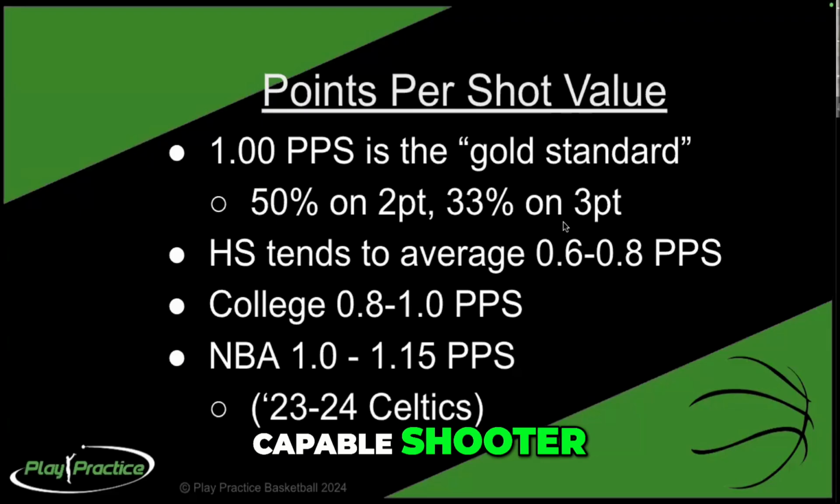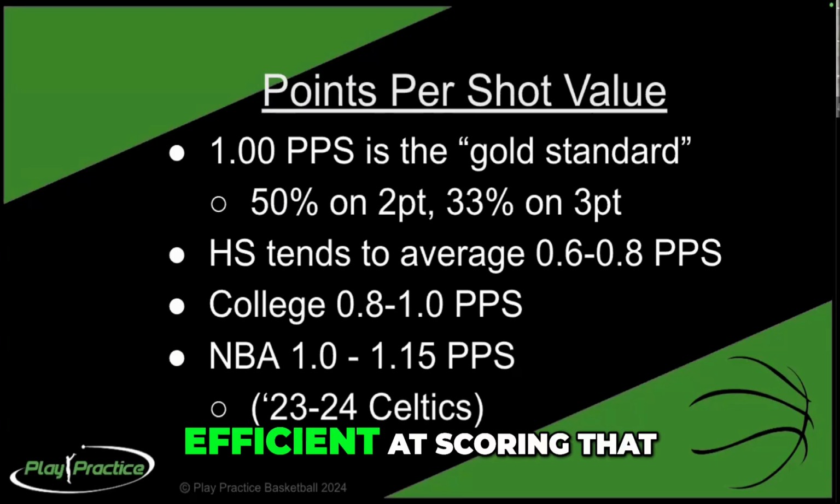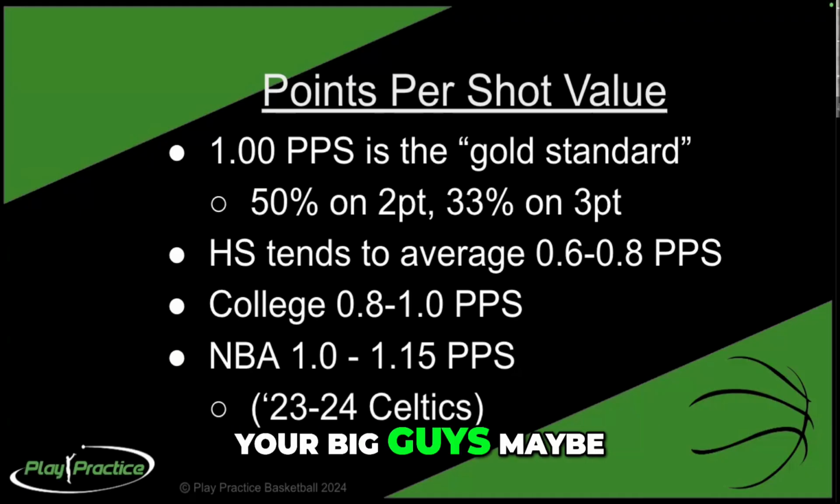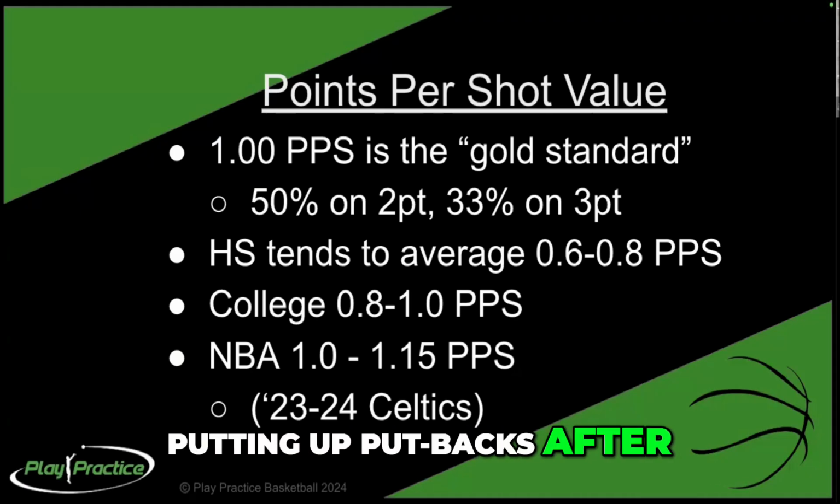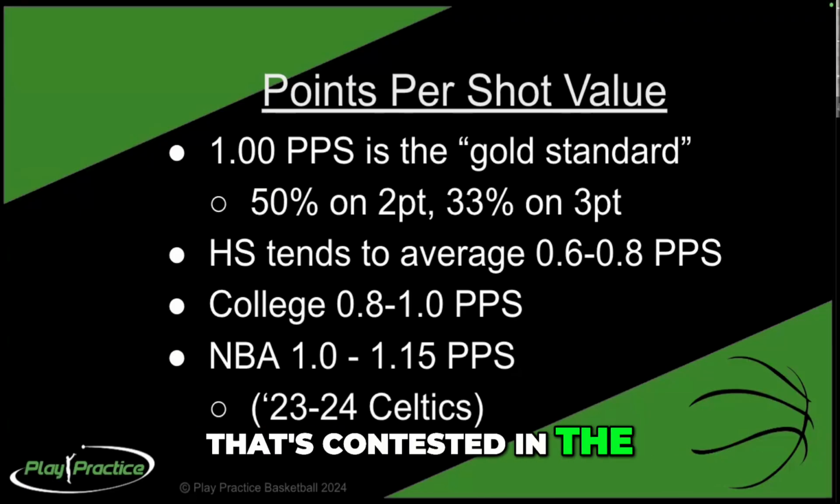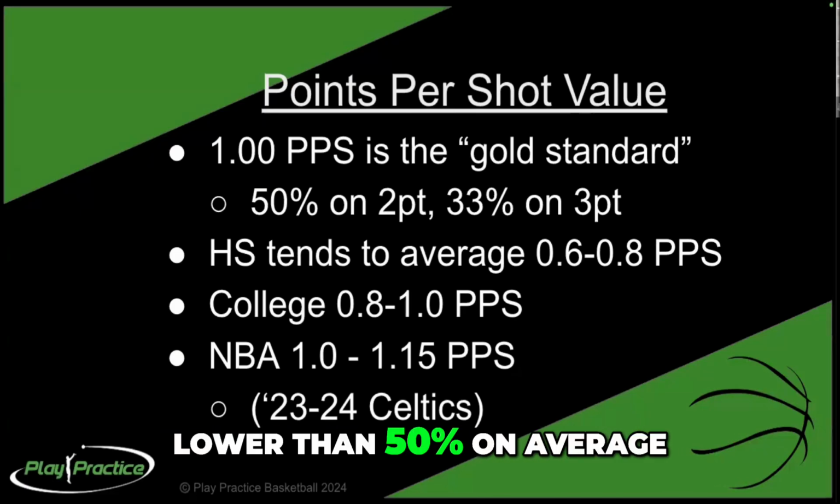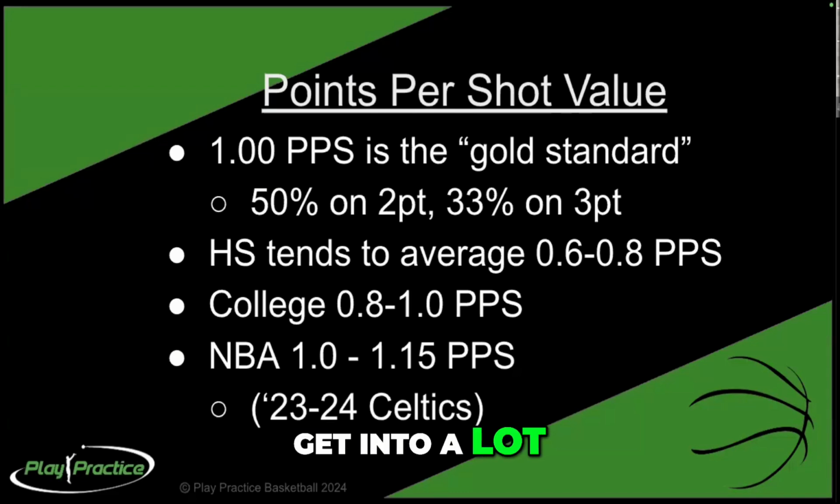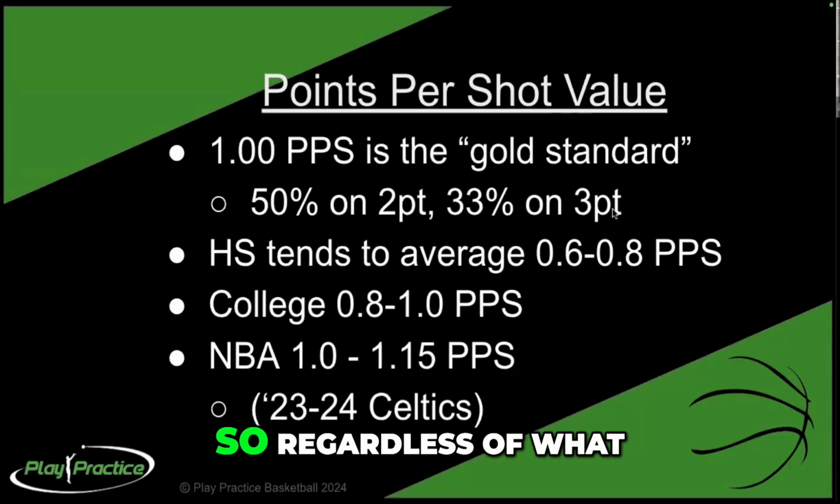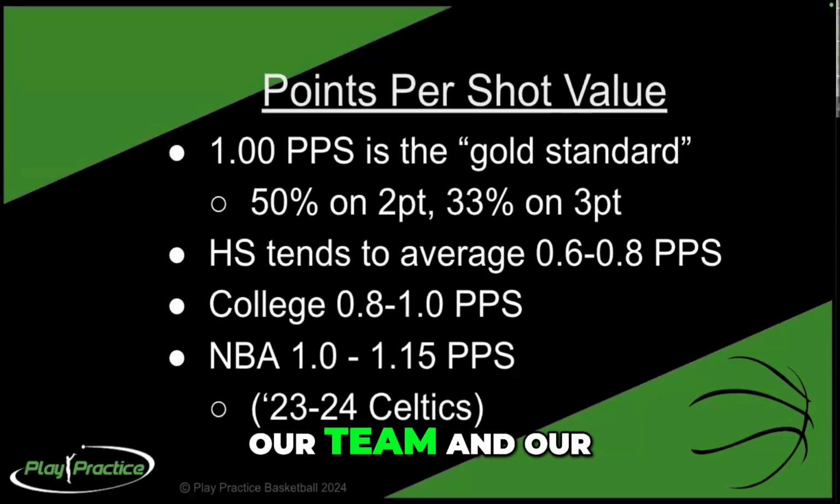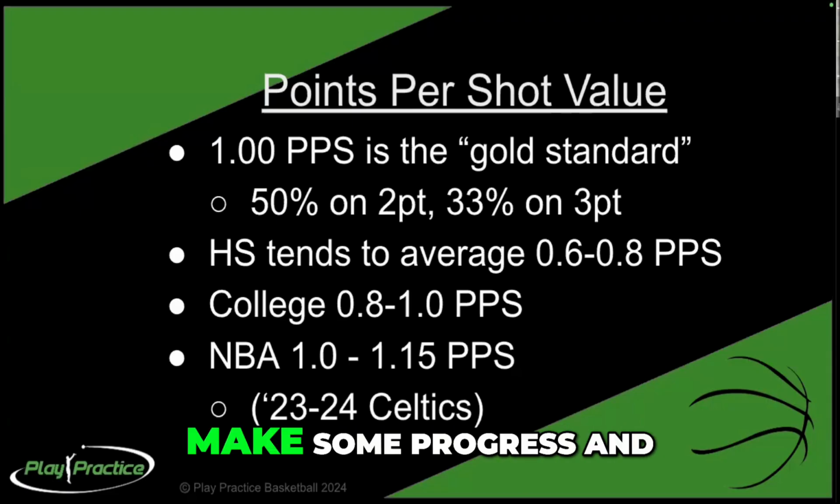If you have a capable shooter, he's making somewhere near 30 to 33%. He's going to be more efficient at scoring that than a lot of your big guys maybe putting up putbacks after a rebound over three guys that's contested in the paint and scoring lower than 50% on average. And so we can get into a lot of nuance of decision making just based on that simple of a framework. So regardless of what our team and our skill level actually is, if we're targeting 1 point per shot as the ideal, then we can usually make some progress and pull some players forward toward the thinking behind that.